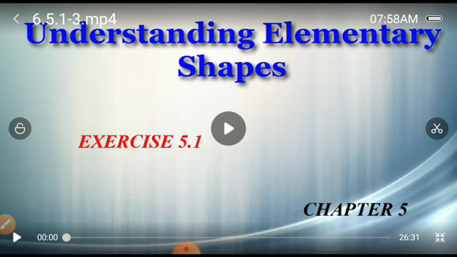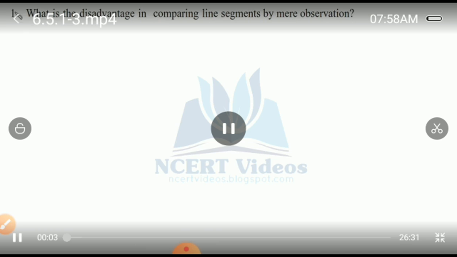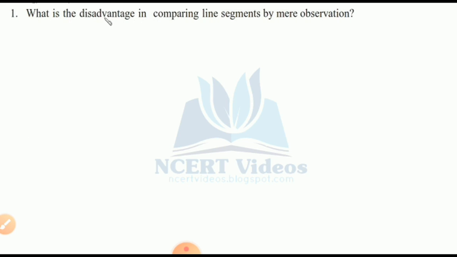In today's session we will discuss the questions and solutions of exercises 5.1, 5.2 and 5.3. So get ready with your books and try to solve the questions. Here is exercise 5.1 of standard 6 mathematics. Look at question number 1. What is the disadvantage in comparing line segments by mere observation?